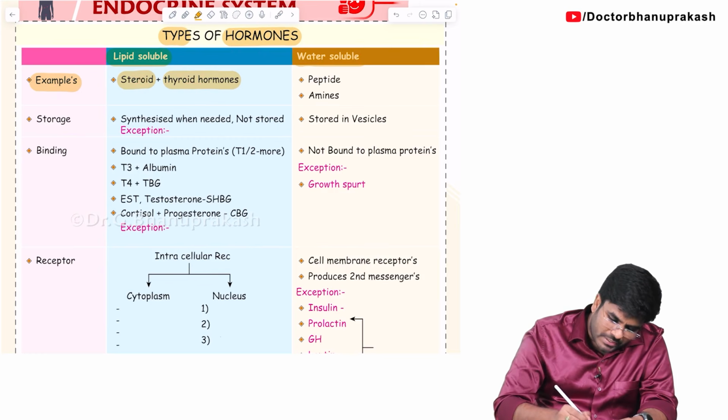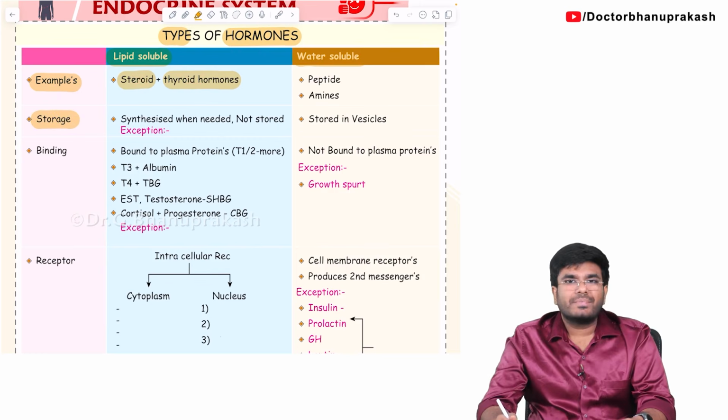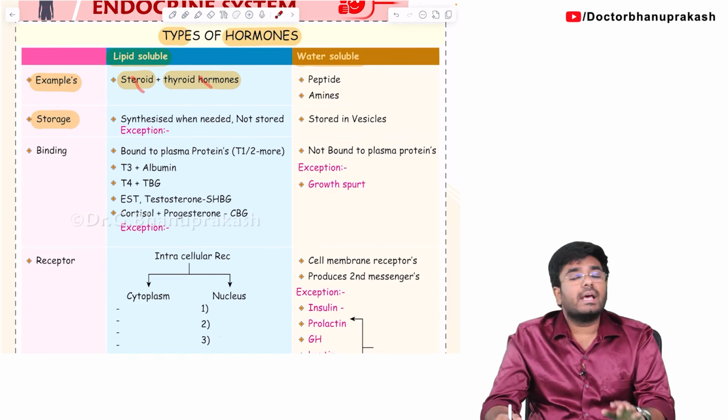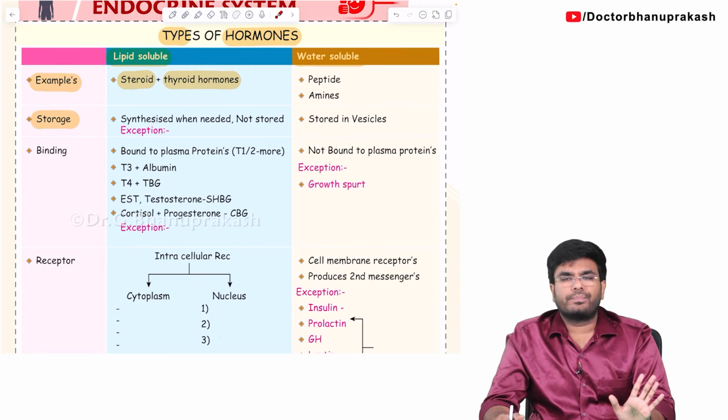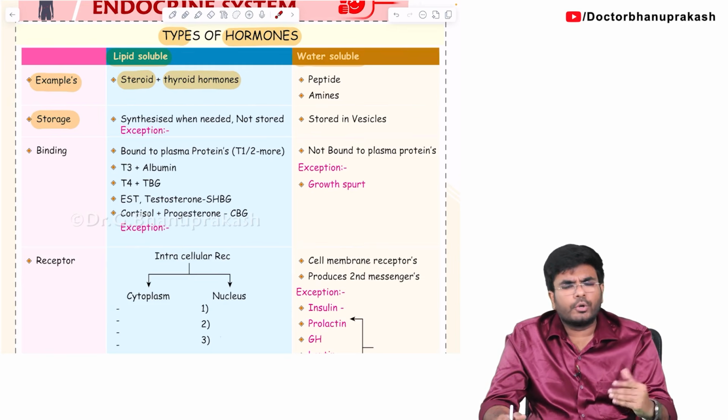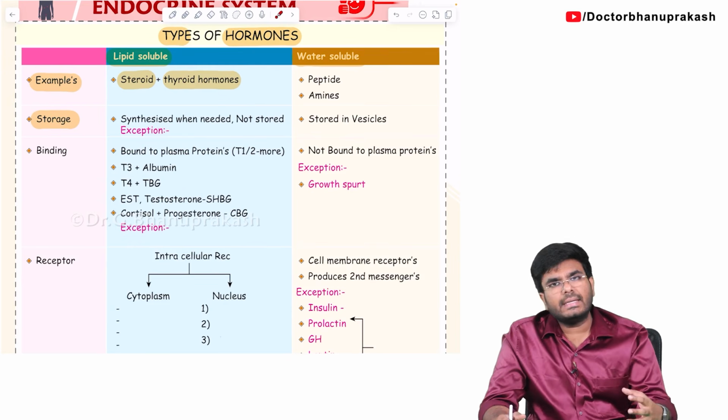Next, what about the storage? How are they different in the storage mechanism? Lipid soluble hormones like steroids and thyroid hormones, they are never stored, guys. Usually the lipid soluble hormones are never stored; whenever there is a need, they are produced and used up.